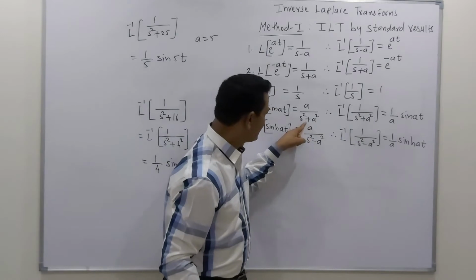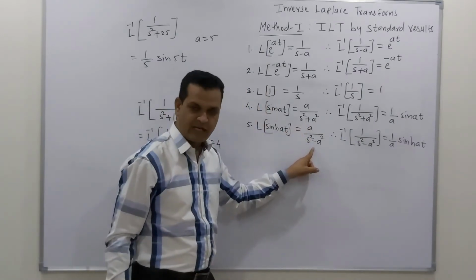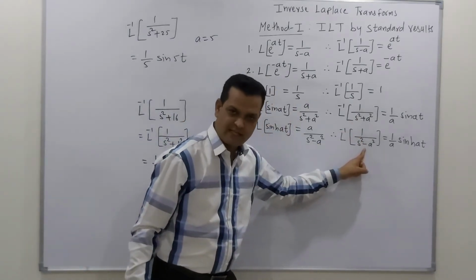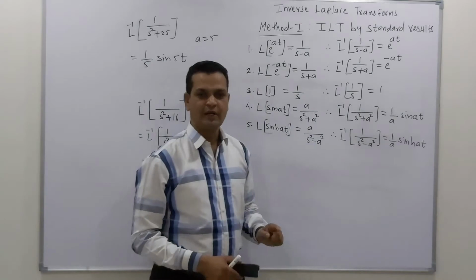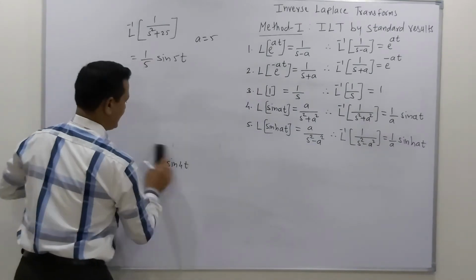For the sine term, the middle sign is plus, whereas for the hyperbolic function, the middle sign in the denominator is minus. So the same result holds, only when the sign is minus, we use the hyperbolic function. Now, to understand this concept, let's take the next example.